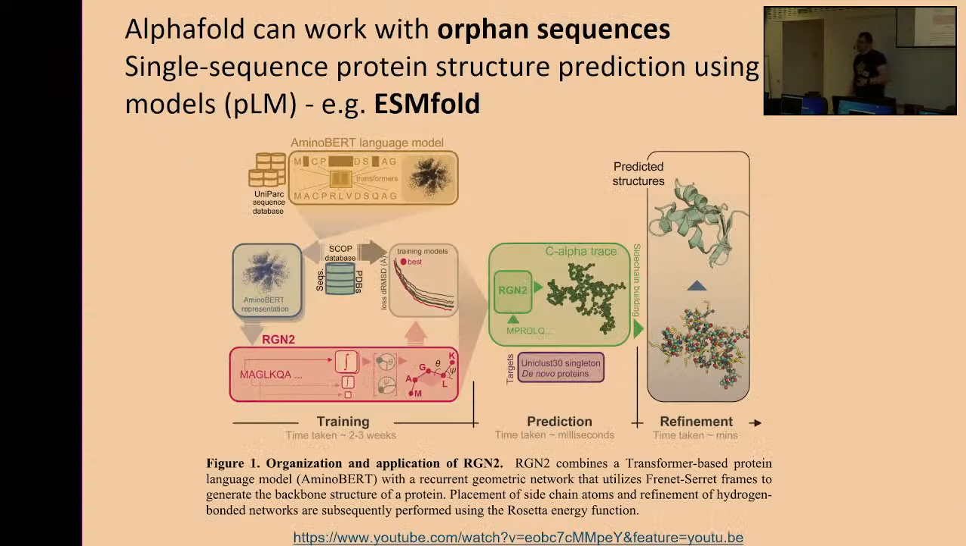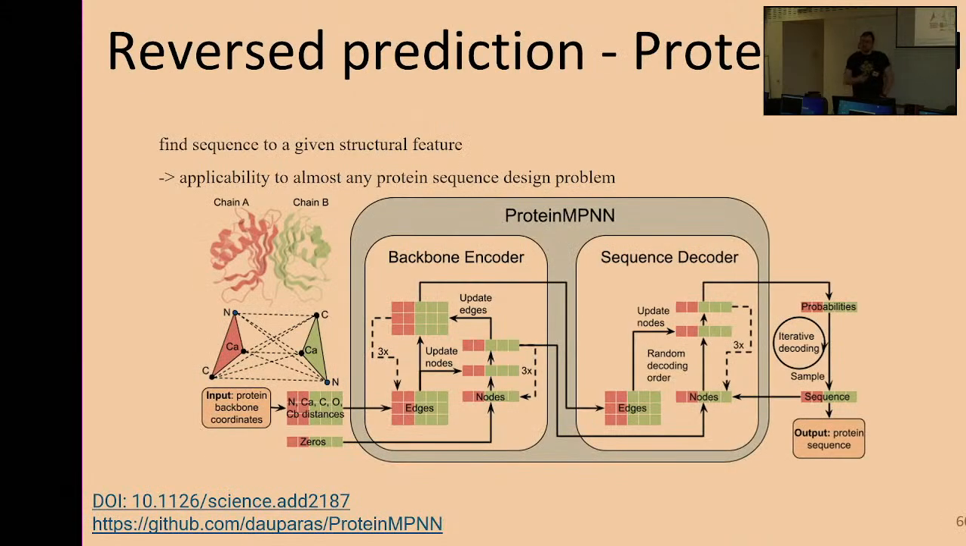And for the orphans, it's possible to use protein language models like ESMFold, which is running really smoothly. This one was developed by Facebook, by Meta, and it gives you a really quick way to generate the structures. And it's much more sensitive to individual point mutations.